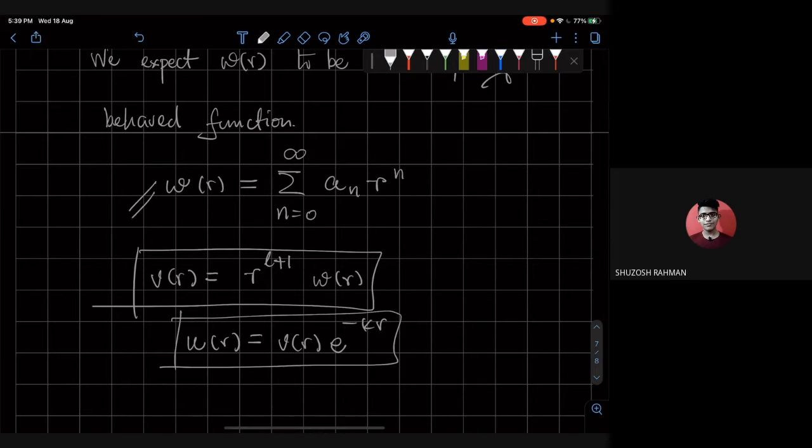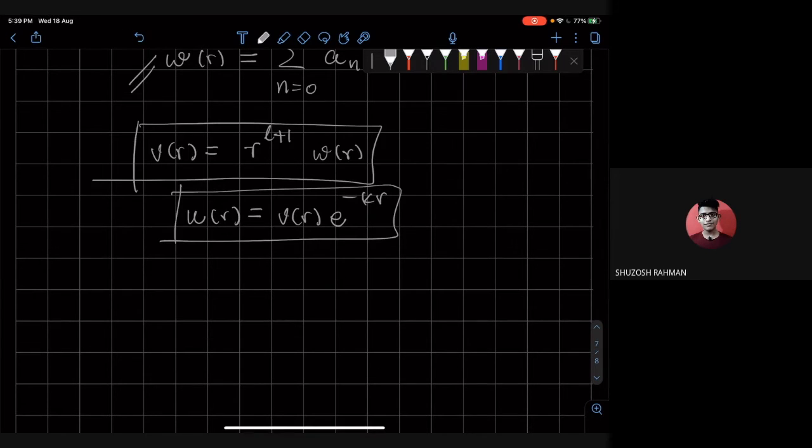Then this series would be replaced by a different series, which would be v of r. And now n doesn't start from 0. n starts from L plus 1, and it goes all the way to infinity, in an r to the power n, okay? So this is going to be our ansatz.